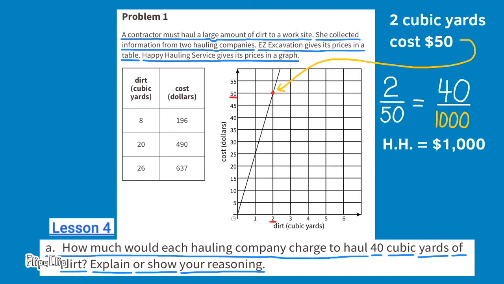Now let's look at Easy Excavation's table. The table shows that 20 cubic yards of dirt costs $490 to haul. We can easily multiply that 20 to turn it into 40. 20 times 2 equals 40 cubic yards of dirt, and 490 times 2 equals $980. At Easy Excavation, it costs $980 to haul 40 cubic yards of dirt.